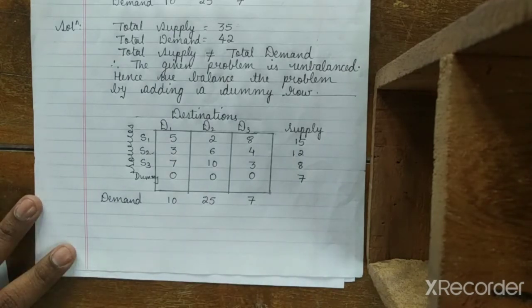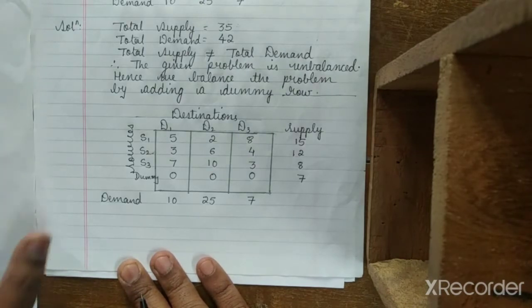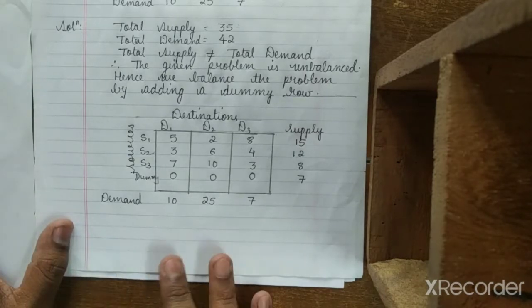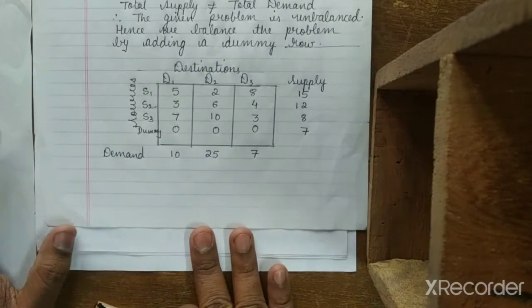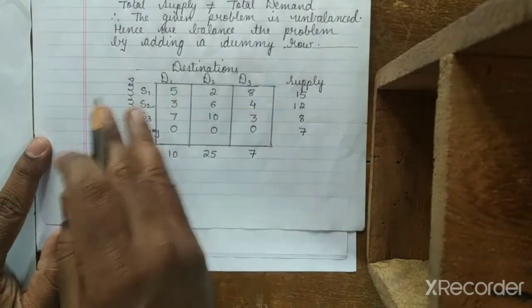Now that the problem is balanced, you have to move ahead and solve this using the northwest corner rule, just like how we had done previously. So let us start by solving it. Northwest corner rule, what does it say? That you have to allocate first to the top left corner.